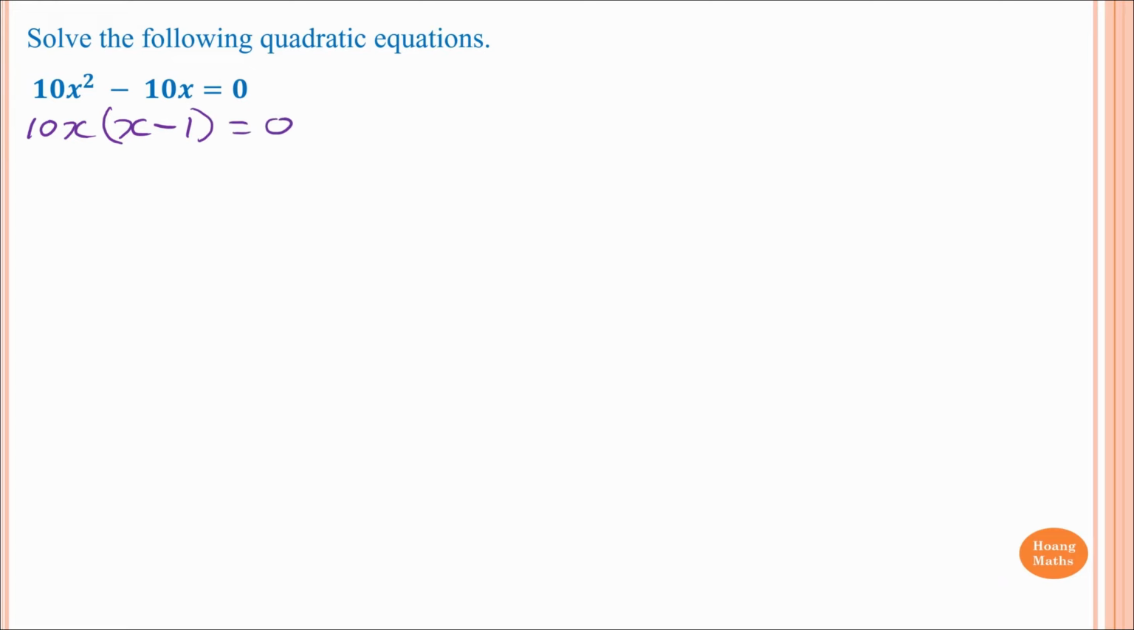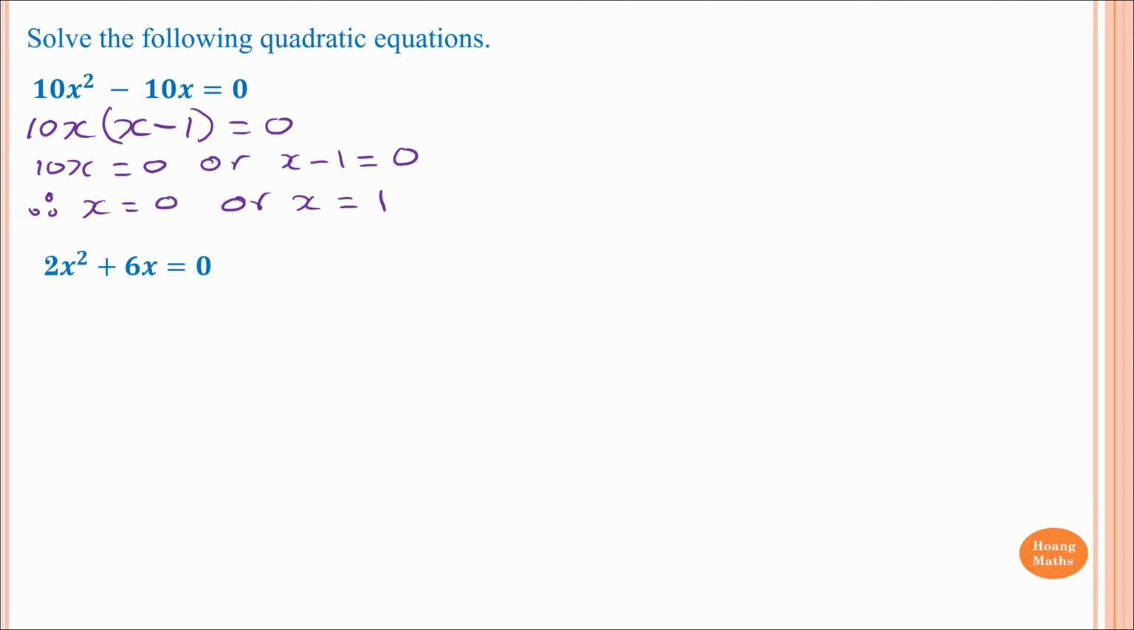So therefore, 10x is equal to 0 or x minus 1 is equal to 0. So therefore, x is equal to 0 or x is equal to, I move this to the other side, becomes positive, which is 1. That's the answer.